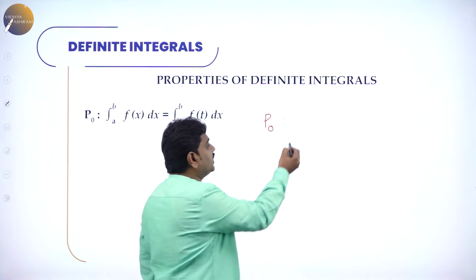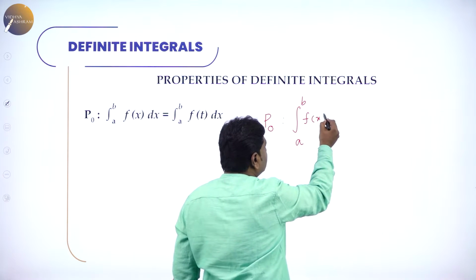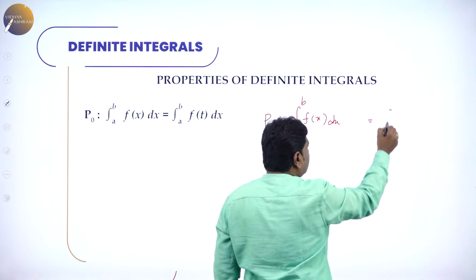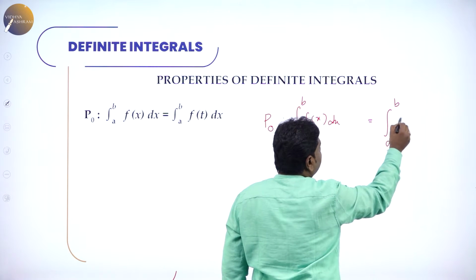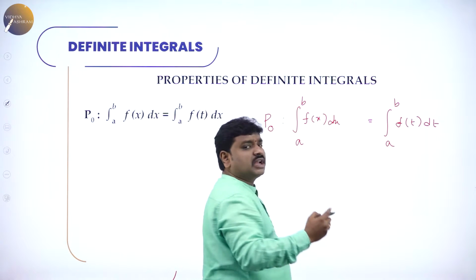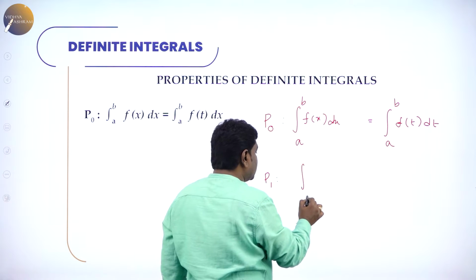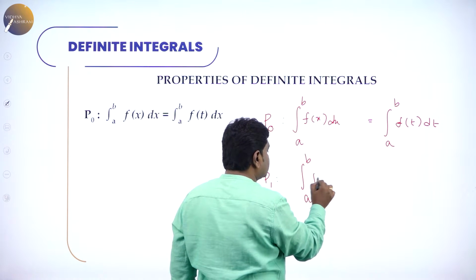P0: the integral of a to b f of x dx is the same as the integral of a to b f of t dt. The meaning is simple: x dx can be replaced by t dt. And P1, what is P1? The integration of a to b f of x dx.